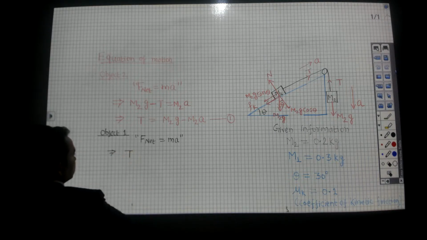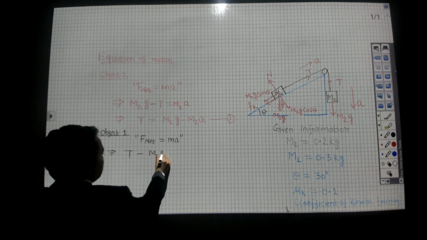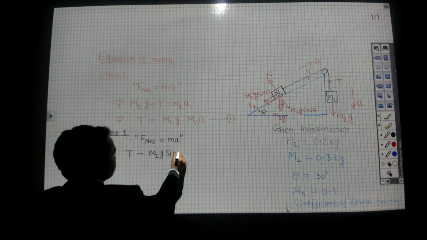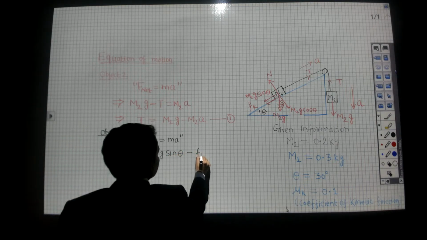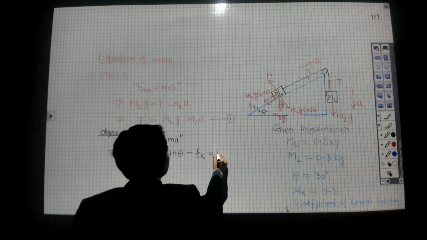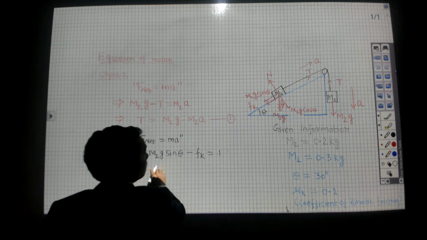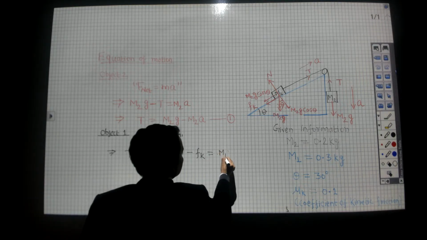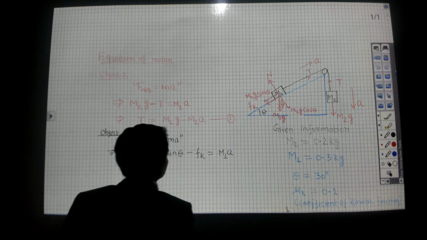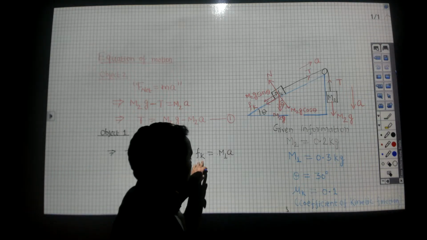of motion. So this is tension, which is now m2g sine theta minus the friction force, equal to mass times acceleration. This mass is m2. This is m1. m1 times acceleration. Now, how do I calculate the friction force?